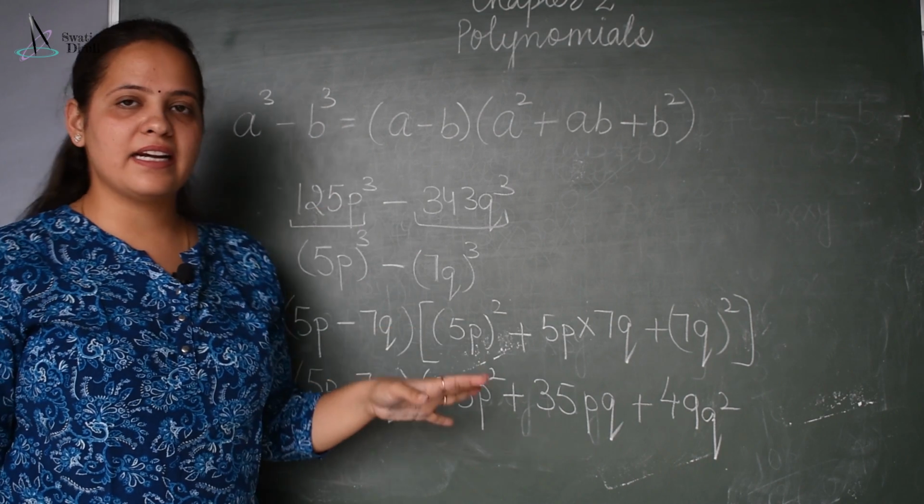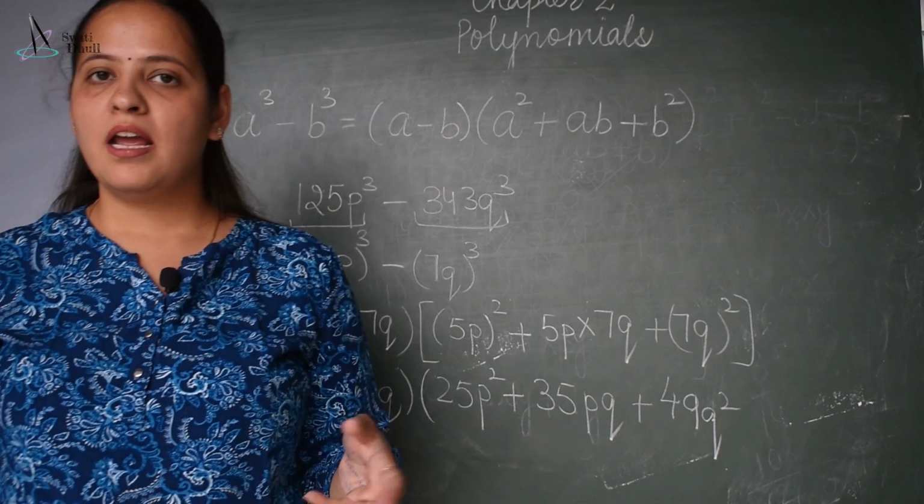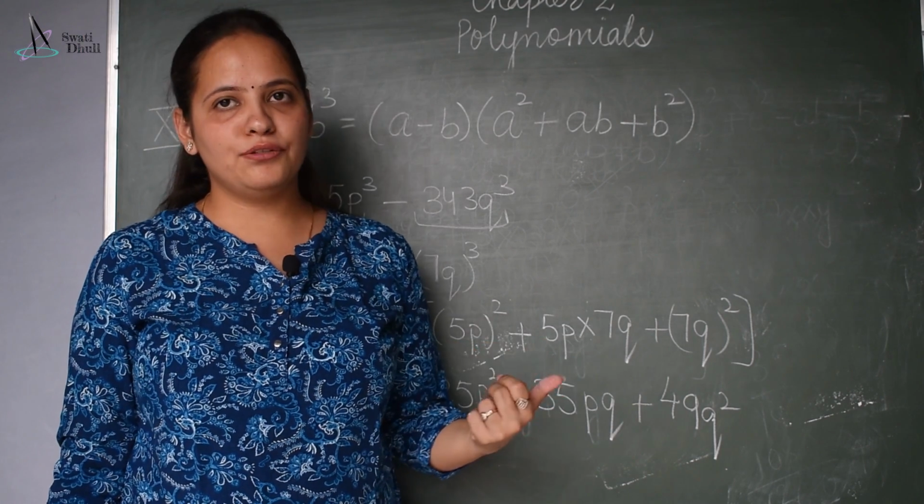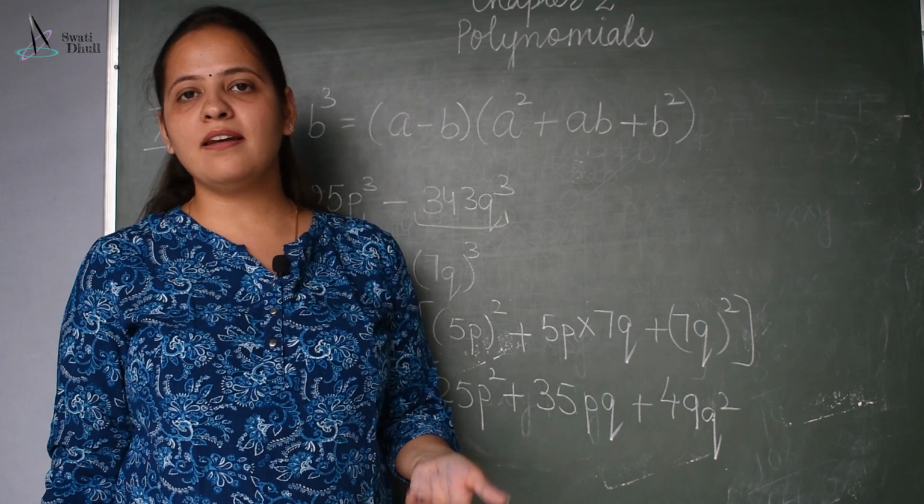So these are the 10 identities which you need to remember, and you can find out the values, or you can factorize it, or you can expand it.